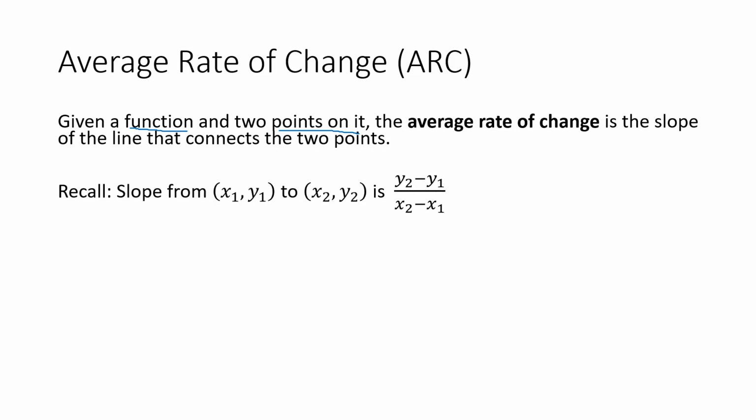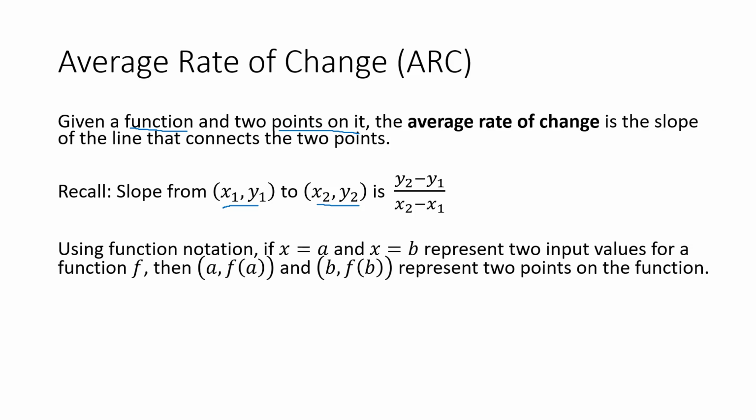So remember, to calculate that using a slope calculation, if the points are x1, y1, and x2, y2, we use the calculation y2 minus y1 divided by x2 minus x1. That's essentially your vertical change divided by your horizontal change.